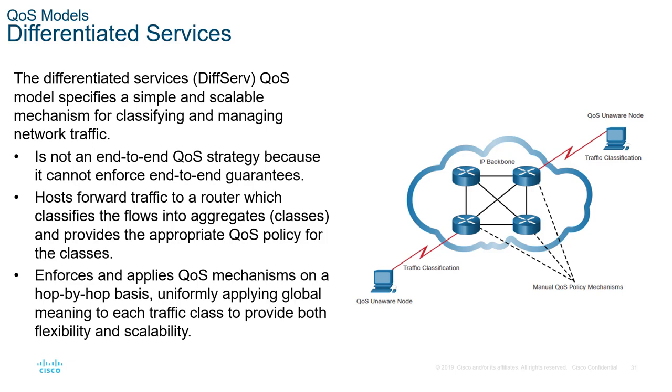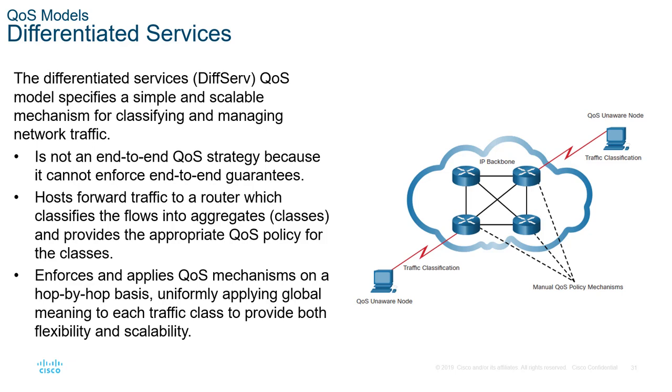It is not end-to-end QoS. It cannot enforce end-to-end QoS performance. When it is sent into a backbone, it's doing best effort. It's trying, that's it. The host will forward traffic to a router. The router will flow into aggregates or classes. It provides the appropriate policy for those classes, and it will enforce and apply the QoS mechanism on a hop-by-hop basis, uniformly applying the global meaning to each traffic class, providing flexibility and scalability.